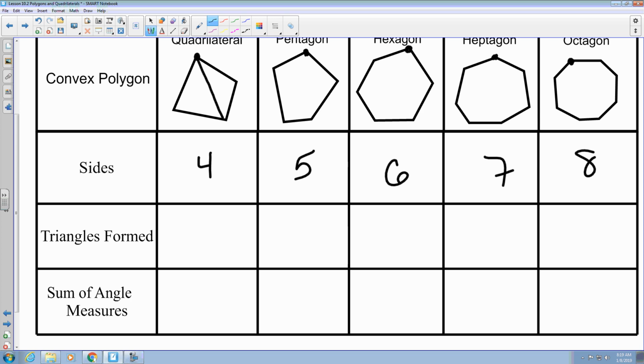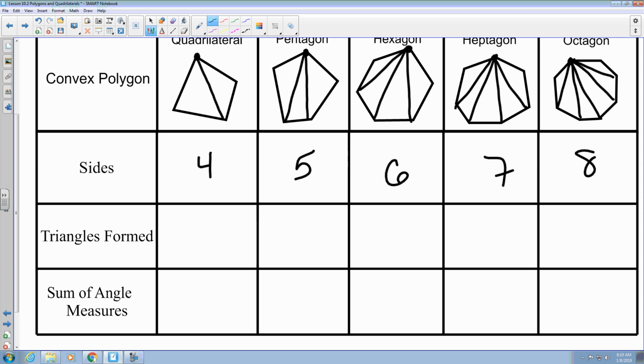So I can make an intersection here, here, here, and here, and then finally here, here, here, here, and there. So what we need to look at is how many triangles did we form?